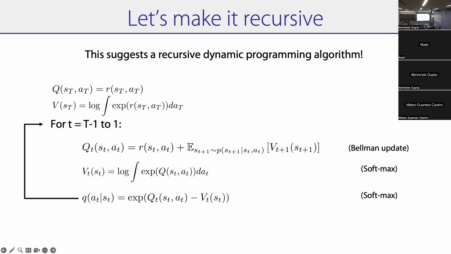You don't have any actor. Here you're doing the soft max, right? In some sense, the policy is just implicit in the Q function. The policy is just the normalized exponential of the Q function, which is the soft max over Q. The same way that in Q learning, the policy is just max over Q. In soft Q learning, the policy is just the soft max over Q. So the policy is fully implicit in the Q function.